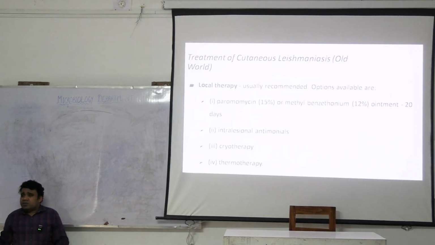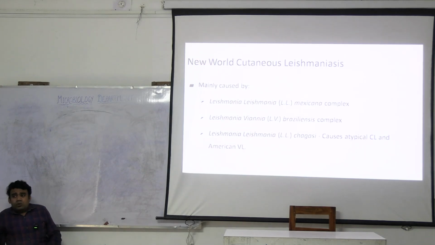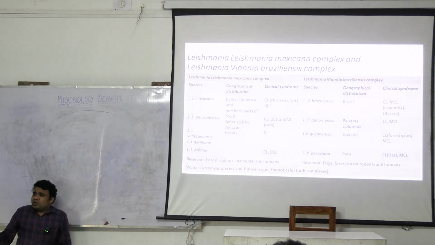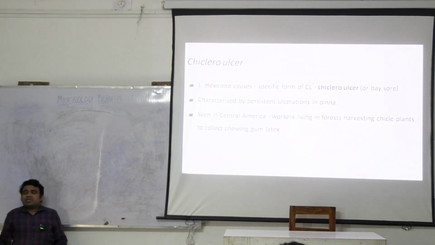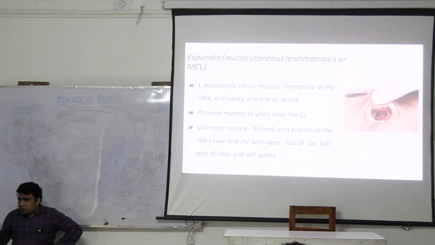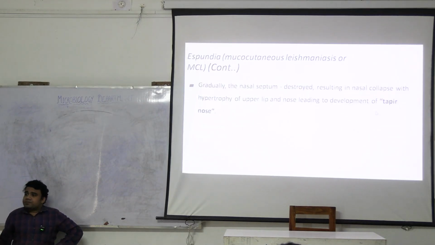Diagnosis is the same as for the other forms of Leishmaniasis; I'm not going into depth. Coming to new world Leishmaniasis, look at the names: Mexicana, Braziliensis. There we can find something called chiclero ulcer, named after the Mexican type. Espundia is the New World form, where there is gross destruction of the mucocutaneous regions. As you can see here near the nose, the whole of the nasal septum has been eroded by the lesion.